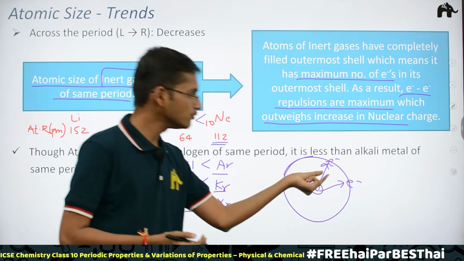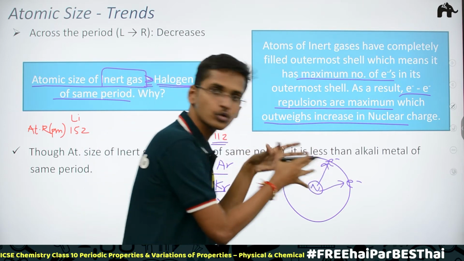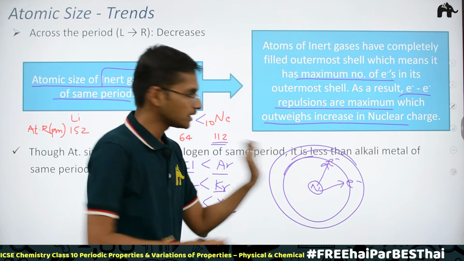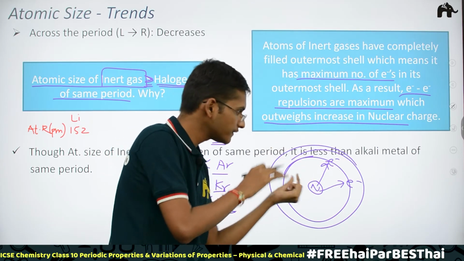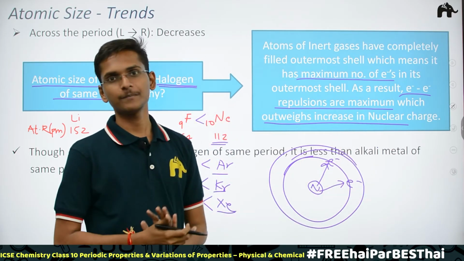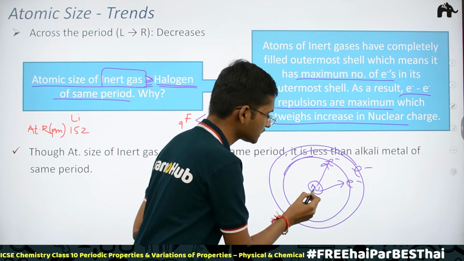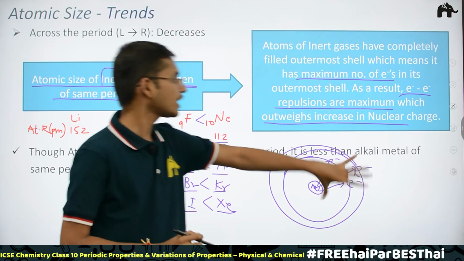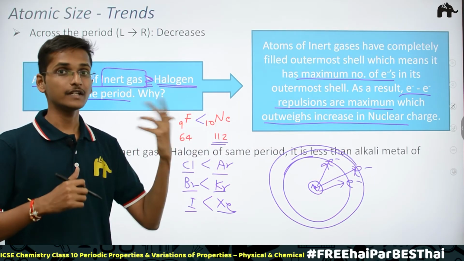So absolutely they would move away from each other, and in this case, when they move away from each other, they would move away from the nucleus as well. Since they are moving away from the nucleus, the distance between the center of the nucleus and the outermost shell would increase, and yes, that's why we are seeing an increase in the atomic size in the case of inert gases.